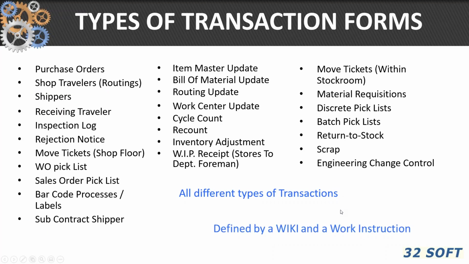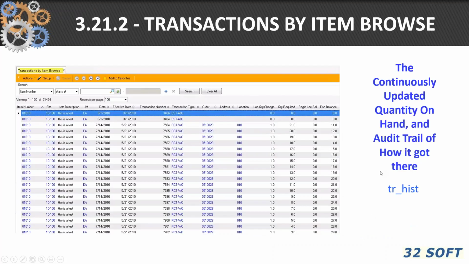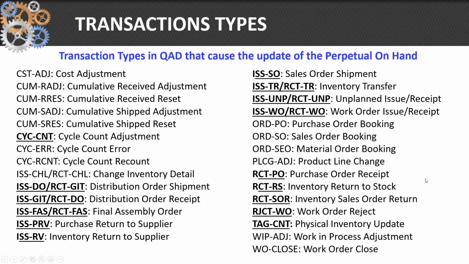There are lots of different types of transactions, instead of, or in addition to, the menus that we have in QAD. We have shop travelers, shippers, move tickets, BOM updates, recounts, return to stock. All these different types of transactions need to be understood in detail, and as I mentioned, a wiki and a work instruction for each one of those. The continuously updated quantity on hand is auditable through what we call the 3.21.2 transaction by item browse. We went through that in November. It's maintained in RTR HIST tables.